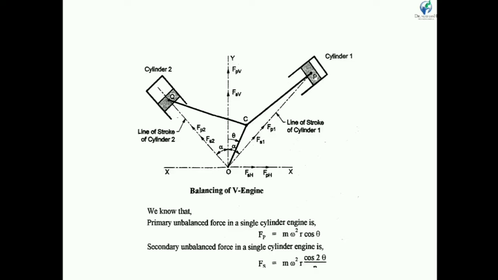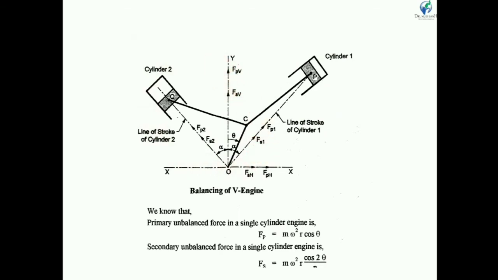We know that if we consider only this mechanism, that means crank, connecting rod and cylinder, then it becomes a single cylinder engine. In a single cylinder engine, primary unbalanced forces and secondary unbalanced forces are acting. The primary force Fp is m omega square r cos theta acting along the line of stroke, and similarly the secondary force is m omega square r cos 2 theta upon n. It is also acting along the line of stroke. But here, first we analyze cylinder 1 and then we analyze the other mechanism.